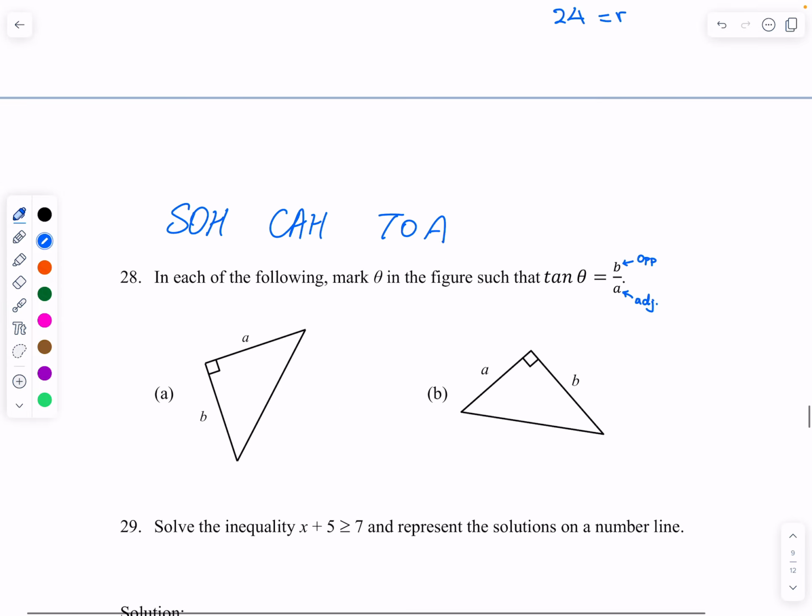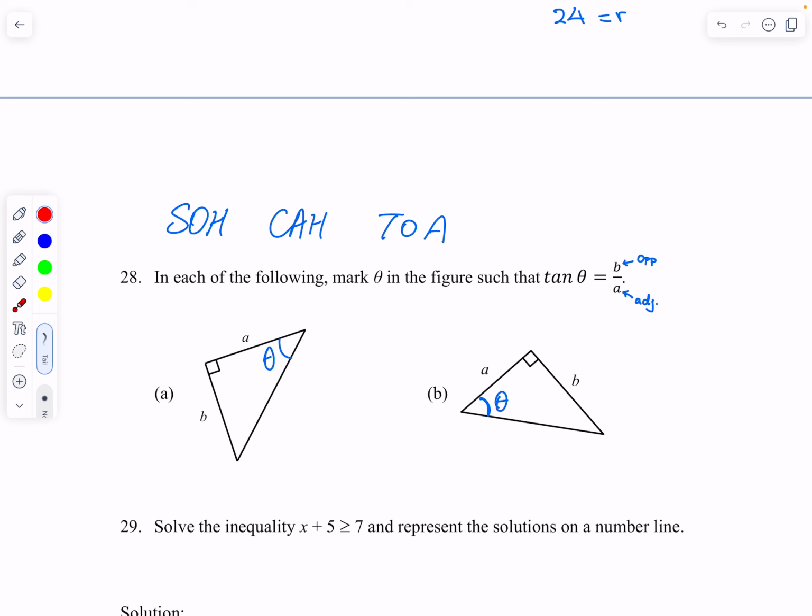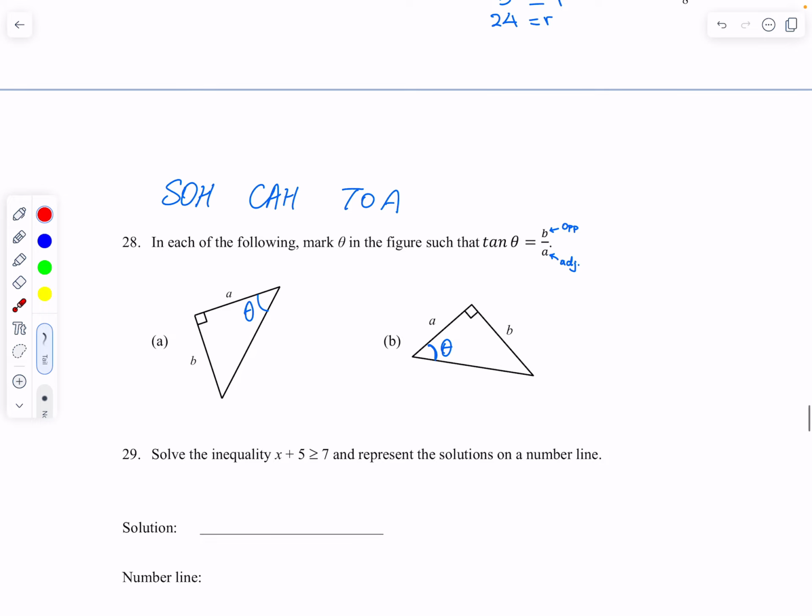So अगर आपका B, we need to make sure B is opposite. So angle कहाँ होना चाहिए? If this is your opposite, the angle has to be here. So angle will be here. Same goes here. If you need the opposite to be B, then your angle has to be there. Alright, you just finish this and then you get 2 marks. But if one is wrong, the other is correct, there's no mark. So make sure both are correct.